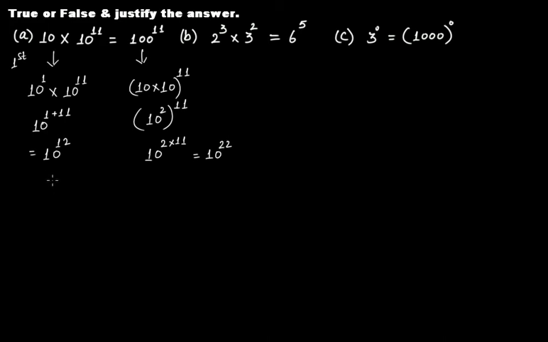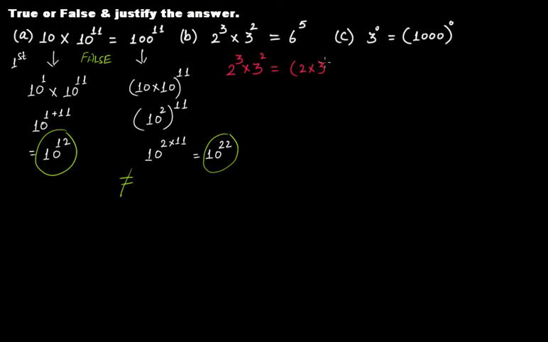Now clearly this is 10 to the 12th power and this is 10 to the 22nd power. Here the exponent is 22 and here the exponent is 12. So clearly they are not equal. Therefore this one is false. This is not true. In this (b), we have 2 to the third power times 3 to the second power. This is 2 to the third power times 3 to the second power, and this can be written as 6. This 6 can be written as 2 to the third power.